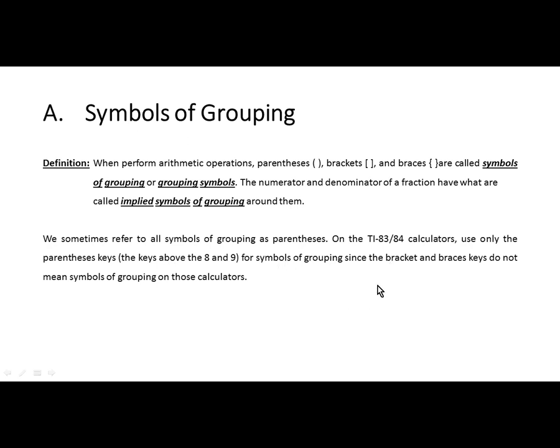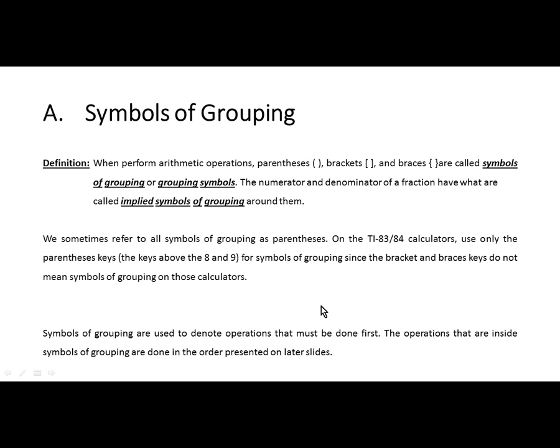On the TI-83/84, the parentheses keys, which are the keys above the number 8 and the number 9, are used for symbols of grouping. Again, don't use the bracket or braces keys on the calculator. They mean something entirely different. Symbols of grouping are used to denote operations that must be done first. In Please Excuse My Dear Aunt Sally, the P is parentheses. The operations inside symbols of grouping are done in the order presented on later slides.